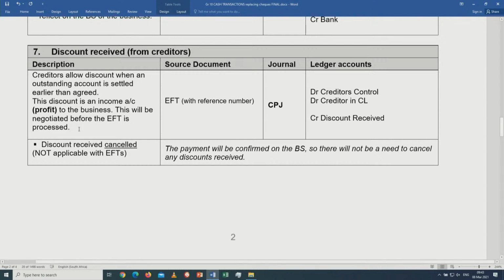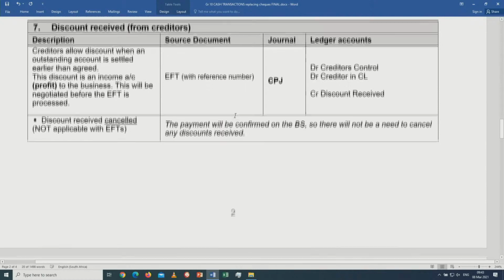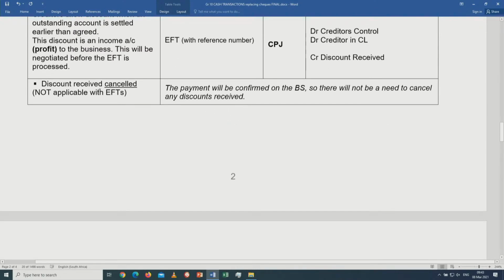If you owe 2,000, you have to ask them for a discount before you make the EFT. You say, I have money, I want to settle your account. How much should I pay? Can't you give me a discount, so that you transfer the agreed amount to the creditor? Then you record that in the cash payment journal. And then in the ledger accounts, you debit creditors control, you debit creditors in the creditors ledger, then you credit the discount received.